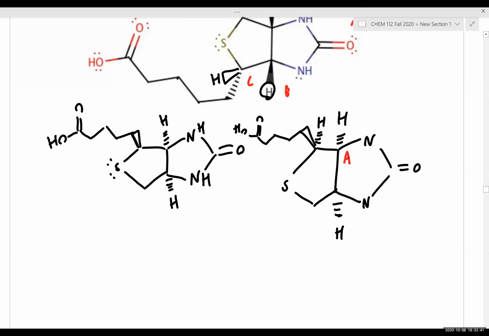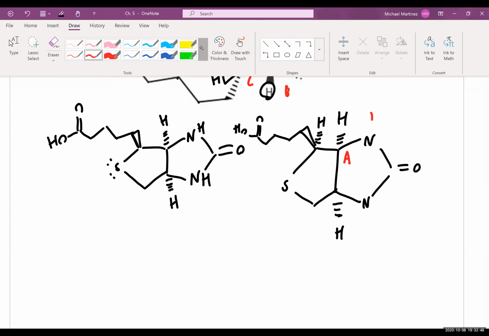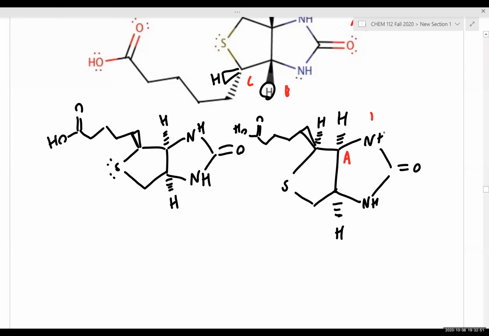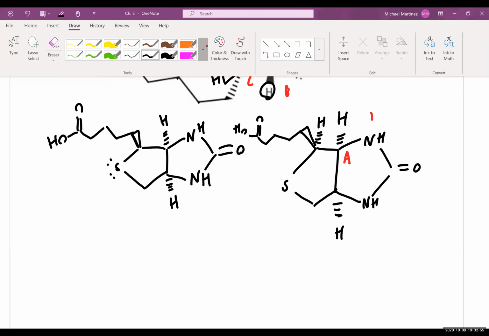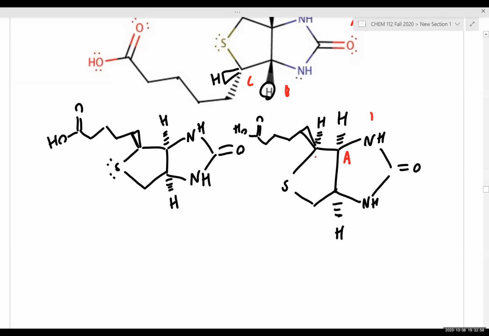Now, looking at stereocenter A, I'm going to assign priority now. So the nitrogen's the highest priority, followed by the carbon attached to the sulfur, followed by the carbon attached to the nitrogen. So tracing from highest to lowest priority, for stereocenter A, I get the R configuration.